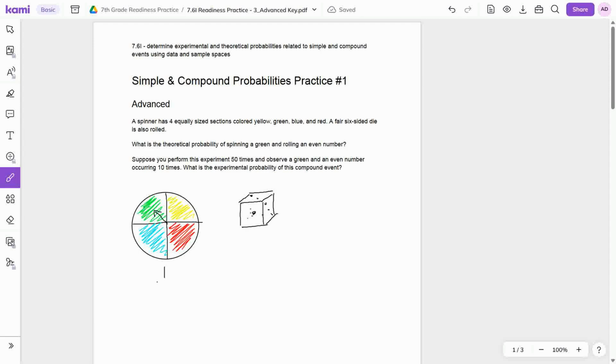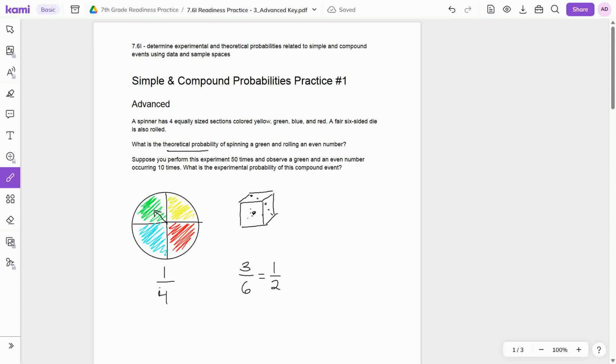This is a compound probability because we've got two simple probabilities linked together, but we're going to first find the simple probability of each. So I've got one green out of four possible choices. That's my theoretical probability of landing on the green spinner. Now, even numbers: I've got six possible choices, and how many of them are even? Well, 2, 4, and 6. So 3 out of 6. Or, honestly, if I want to, I can say half. Half are odd, half are even. That's the probability of getting an even.